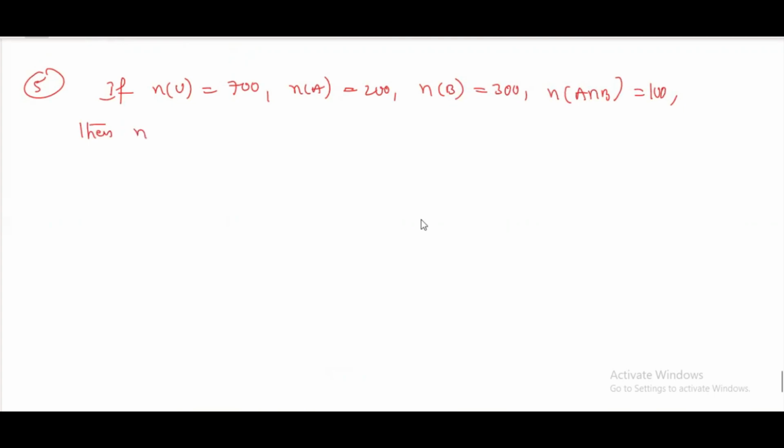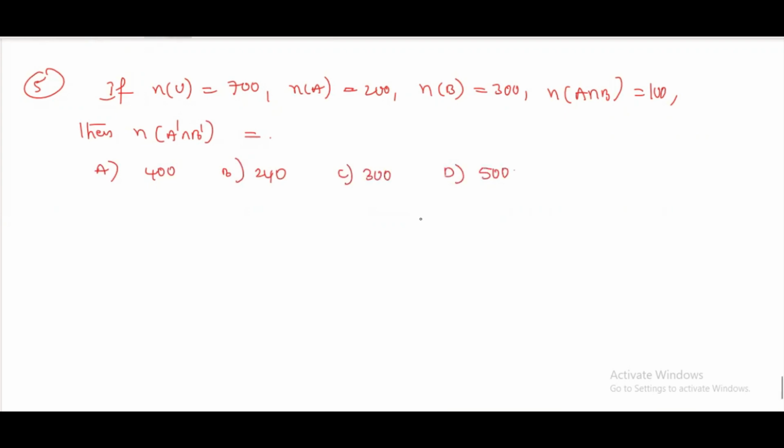The next question is, if n of U is equal to 700, n of A is equal to 200, n of B is equal to 300, n of A intersection B is equal to 100, then n of A complement intersection B complement is equal to. Option A is 400, option B is 240, option C is 300, option D is 500.